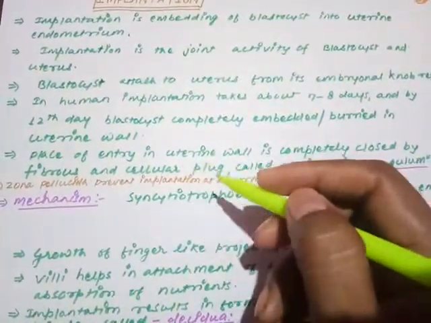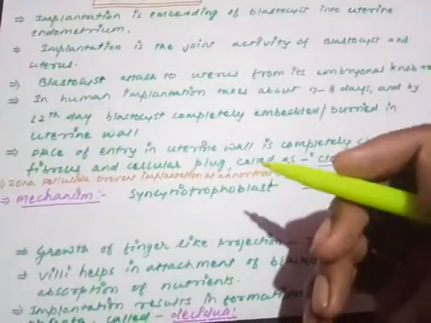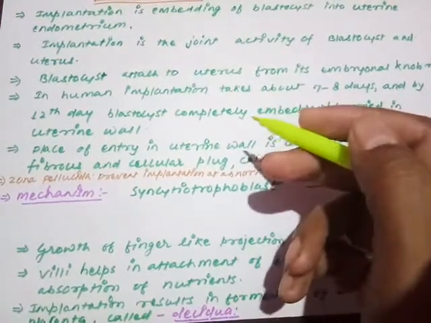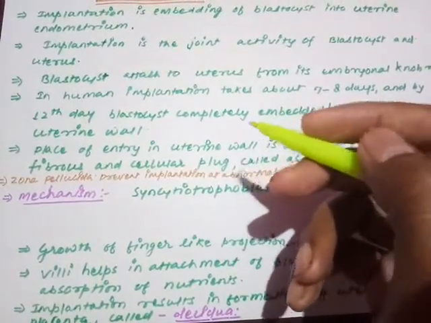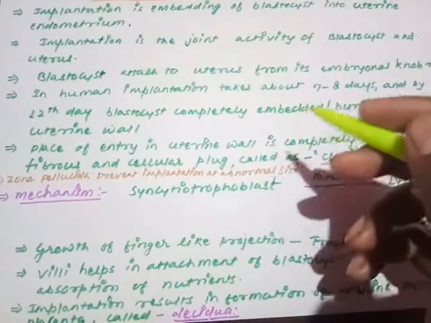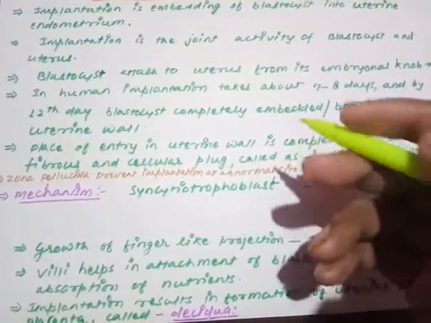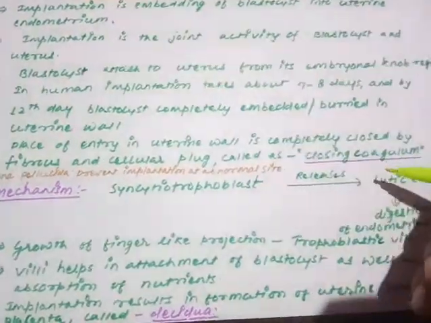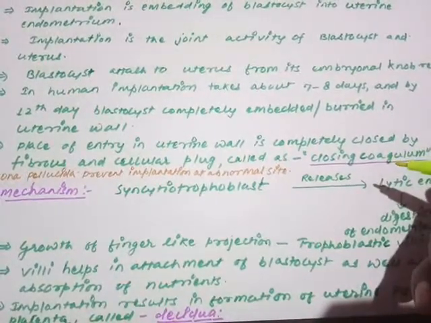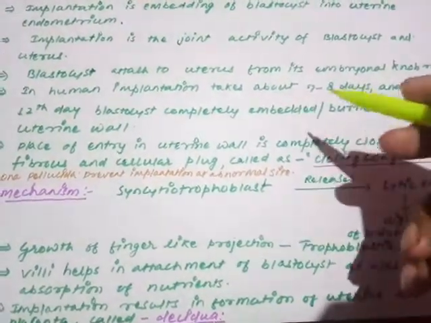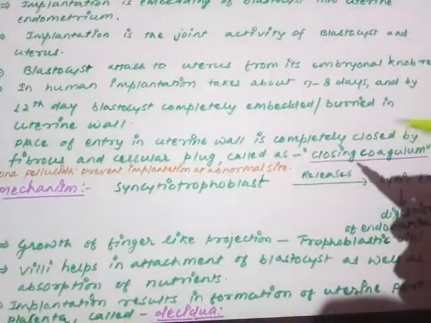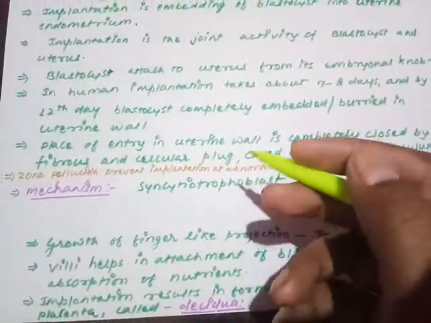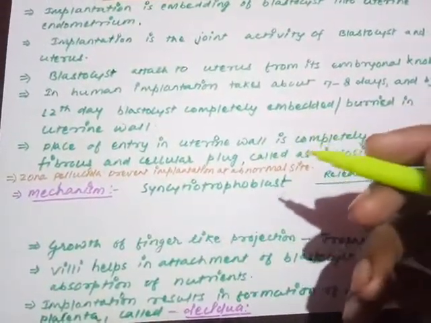Now moving on to the next point: the place of entry in the uterine wall is closed by a fibrous and cellular plug called the closing coagulum. This is an important point. Remember, as soon as the blastocyst is buried inside the uterine endometrium, a plug is produced around that blastocyst so that no other structure can enter, and that closing is called the closing coagulum. It is a closing structure present around the endometrial lining where the complete burying of the blastocyst occurs.